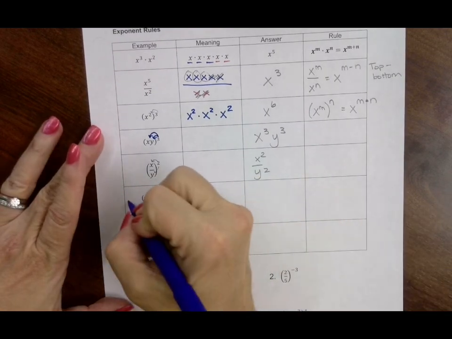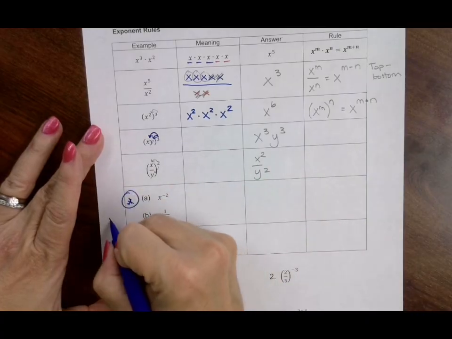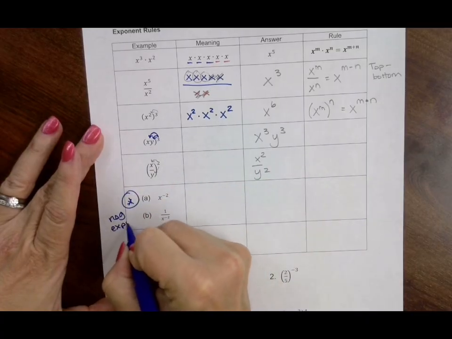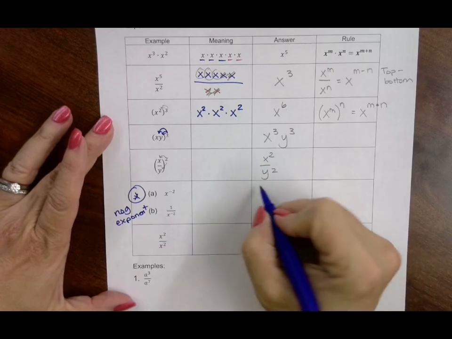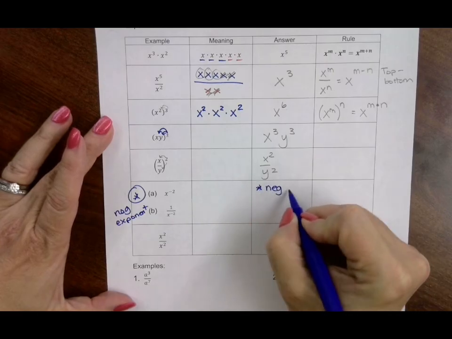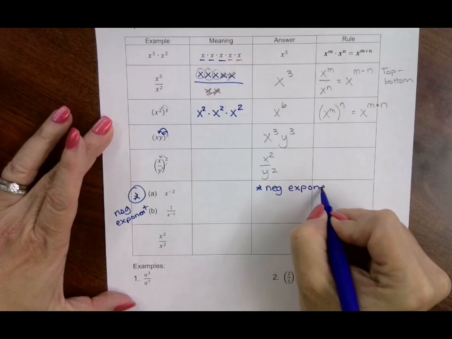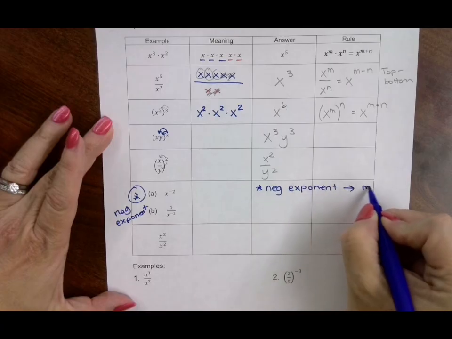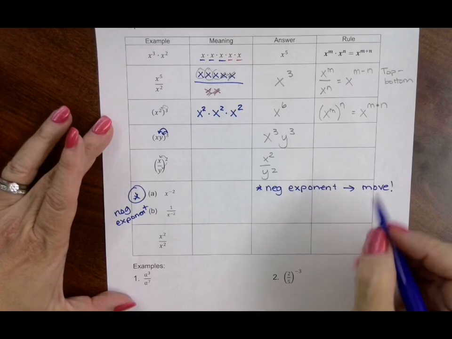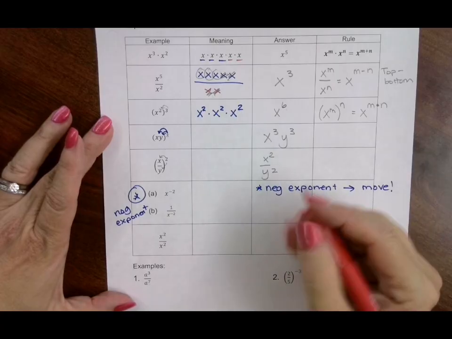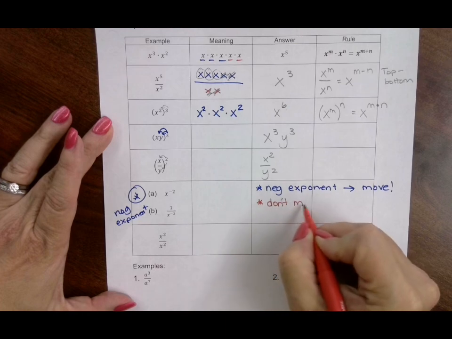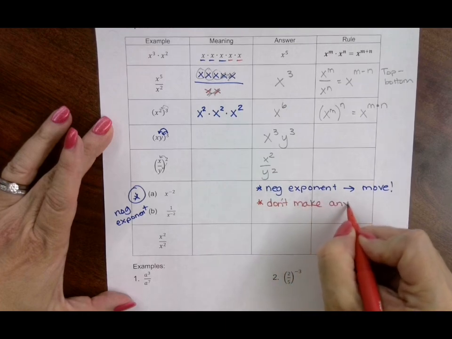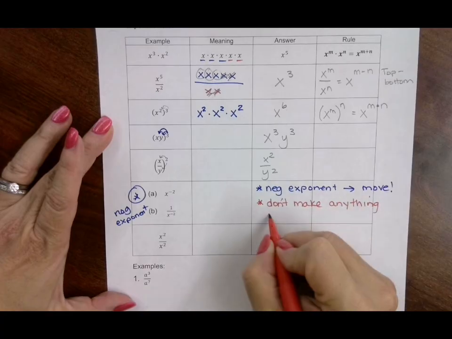Okay, now these are really important, and these are going to be our negative exponent rules. So when we have an exponent rule, what we want to do is we think about this. Negative exponent means we move it. All right? So here's the important part. Don't make anything negative.